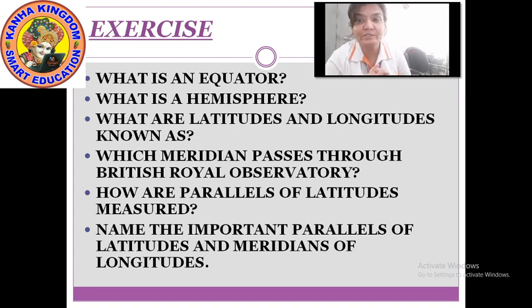Now what is a hemisphere? Our next question is, what is a hemisphere? The equator divides the earth into two equal halves. That two equal halves are known as hemispheres. I repeat again, what is a hemisphere? Hemispheres are the two equal halves which are divided by the equator.